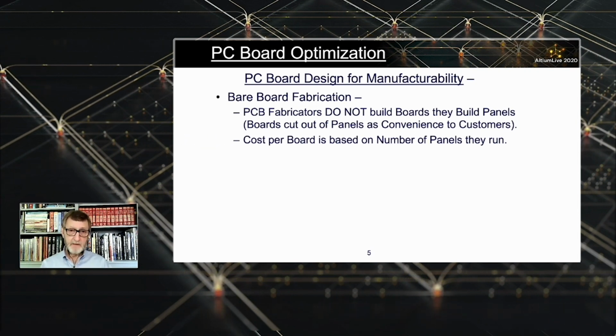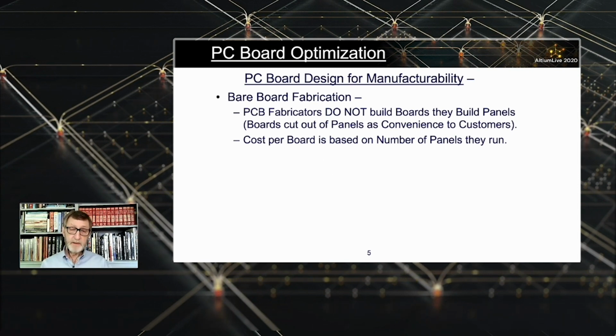What you pay for each board is a function of how many panels they have to run to build your lot of boards. As an example, if you order 100 boards from a fabricator and they're able to fit 10 boards in a panel, and they're able to produce only 10 panels to produce your 100 boards because they're really confident they're not going to have any scrap, then you'll get charged for 10 panels. If they think that your board isn't that well designed and they need to make 10 extra, they will run an extra panel. They'll run 11 panels.